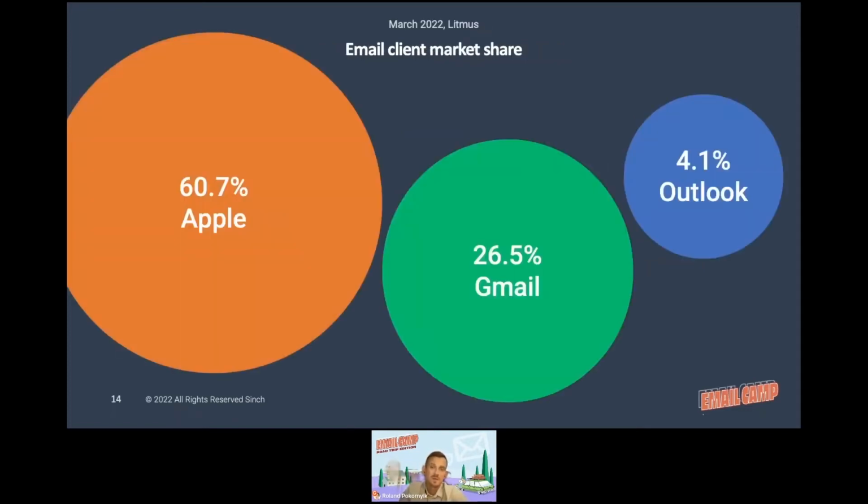The biggest market share belongs to Apple Mail. The second one is Gmail, and the third is Outlook. But take this with a grain of salt, especially if you have a non-US based list, because in many countries Android is the majority. So there, of course, Apple Mail won't be the primary email client of those people.